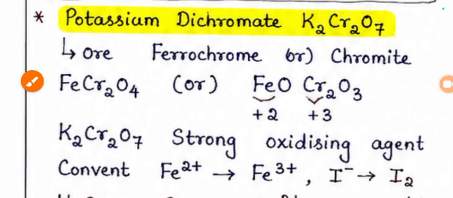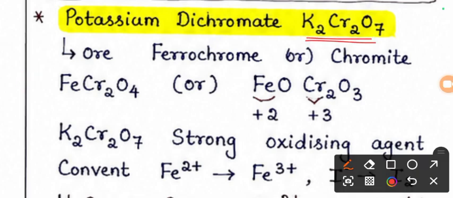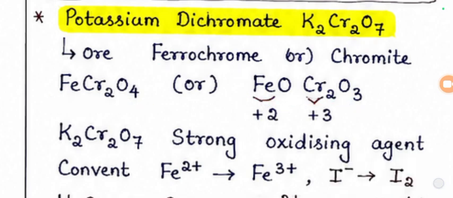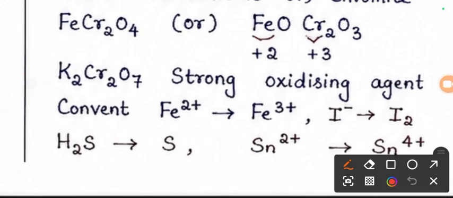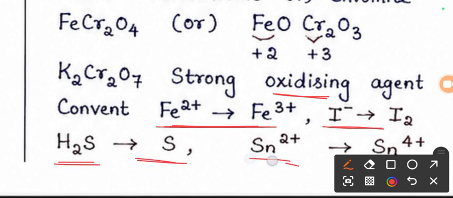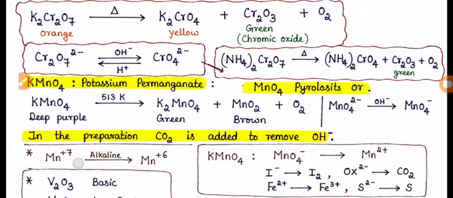So potassium dichromate K2Cr2O7 can be manufactured from the ore called ferrochrome or chromite ore, whose formula is FeCr2O4 or FeO·Cr2O3. And here you remember, in this ore, iron oxidation state is +2 and chromium oxidation state is +3. And also remember, potassium dichromate is a strong oxidizing agent, and it is responsible for the oxidation of Fe2+ to Fe3+, I- to iodine, H2S to sulfur, and Sn2+ to Sn4+.